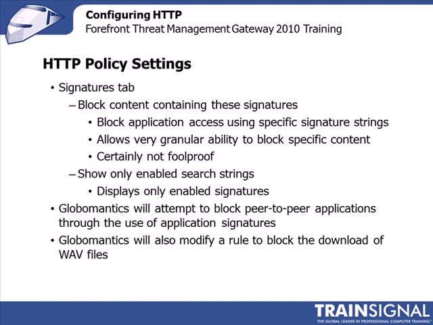GlobalMantix is going to attempt to block peer-to-peer applications through the use of application signatures. Further, GlobalMantix will also modify a rule to block the download of WAV files, files with extension of .wav. So, we're going to go over to the GlobalMantix Threat Management Gateway Server console, and we're going to configure an HTTP policy that does just this.